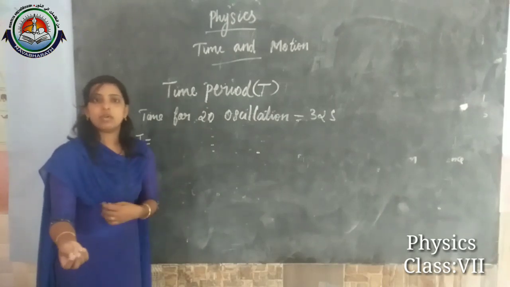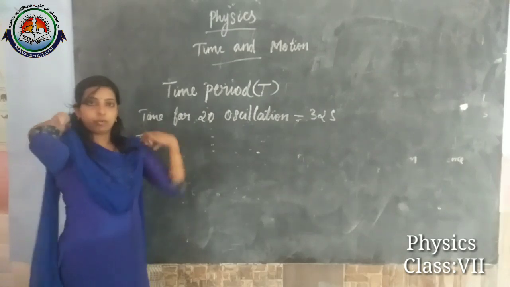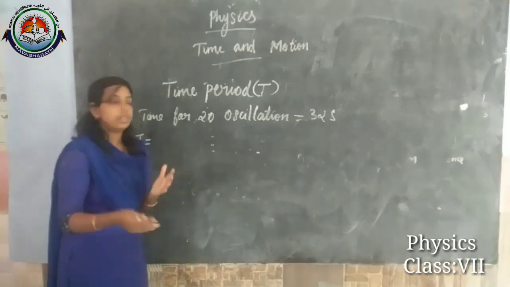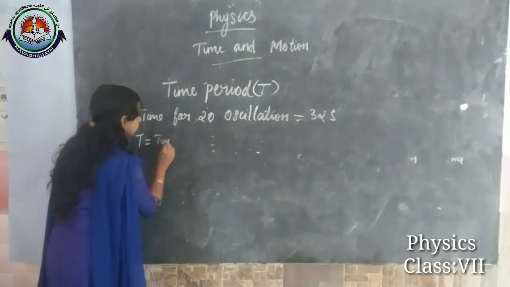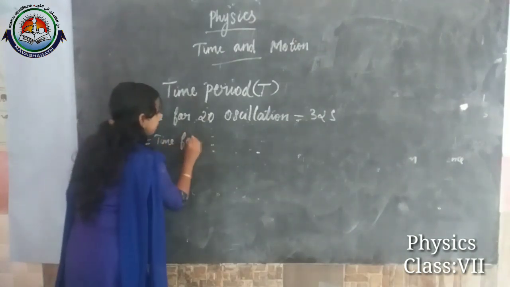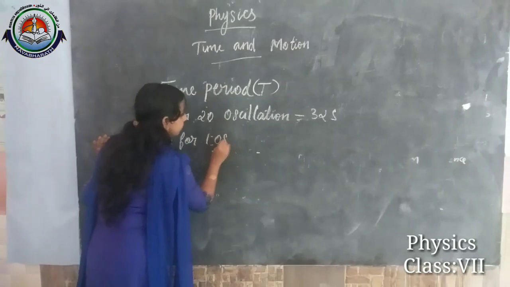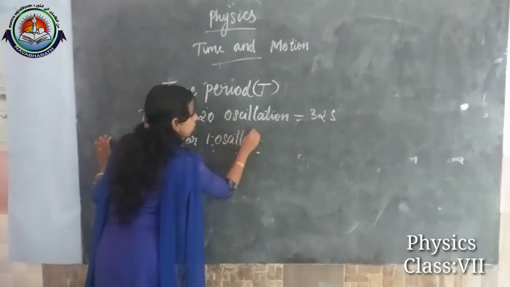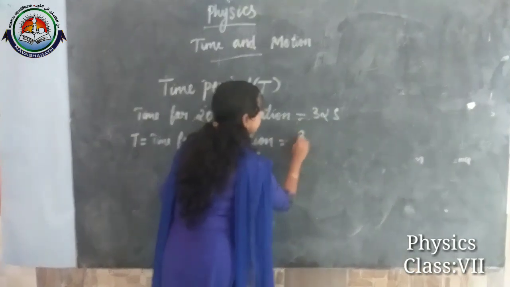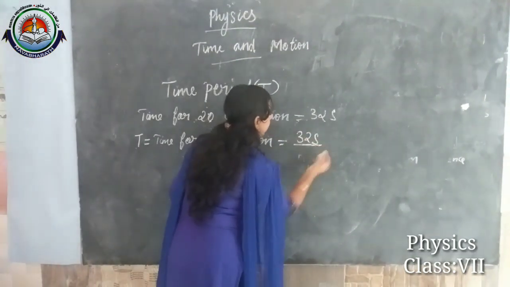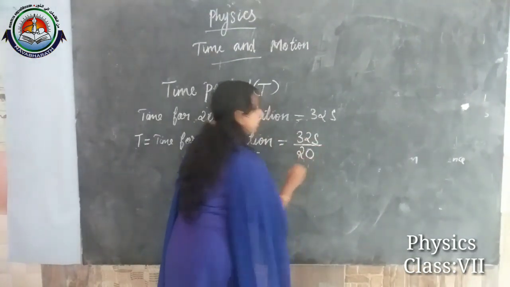From this, how can we find out the time for one oscillation? In mathematics, you already learnt that kind of problem. Here we just divide it. So the time for one oscillation is equal to 32 seconds divided by 20.